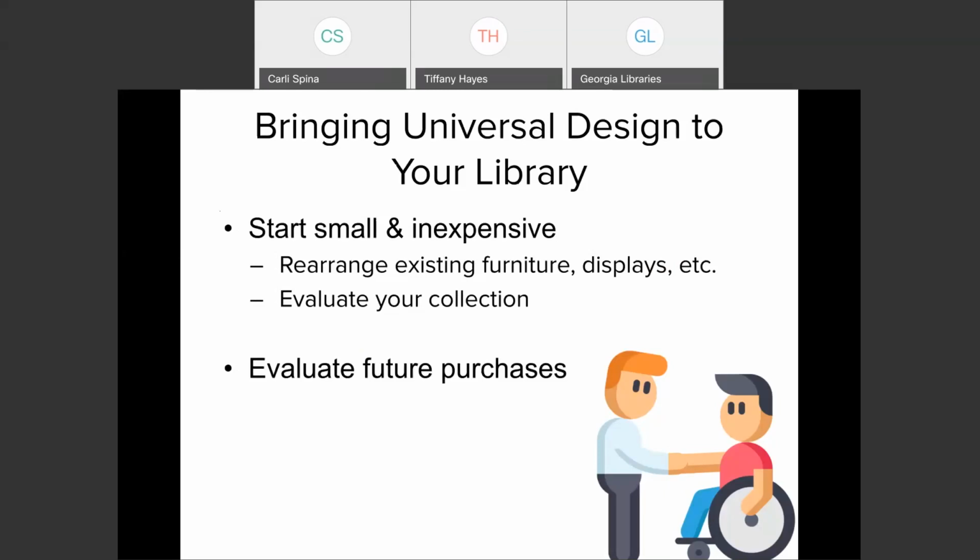Use it as a way of evaluating future purchases. You can just sort of have universal design, and the principles of universal design is a little bit of a checklist when you're thinking about future signage purchases, future collection purchases, and even future furniture purchases. So that when you are going to allocate money towards something, you're making sure that you're making a selection based on it being usable by the widest number of people possible.